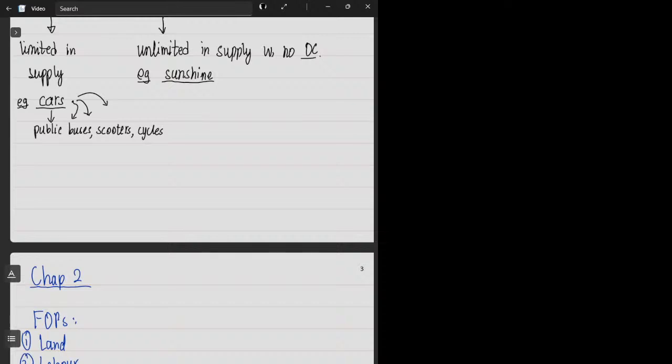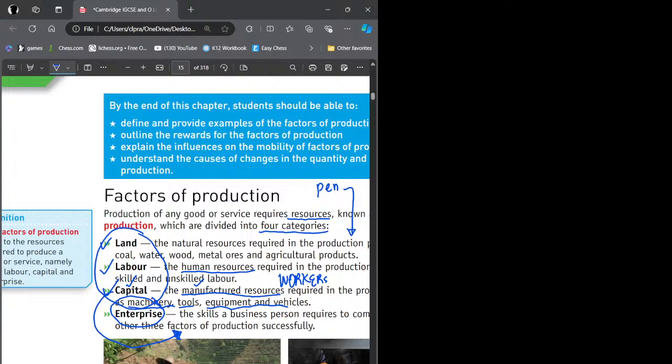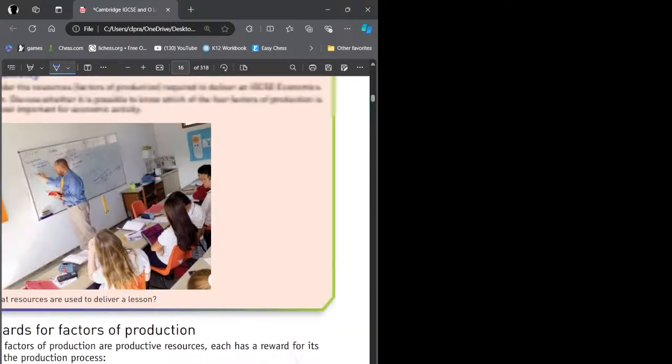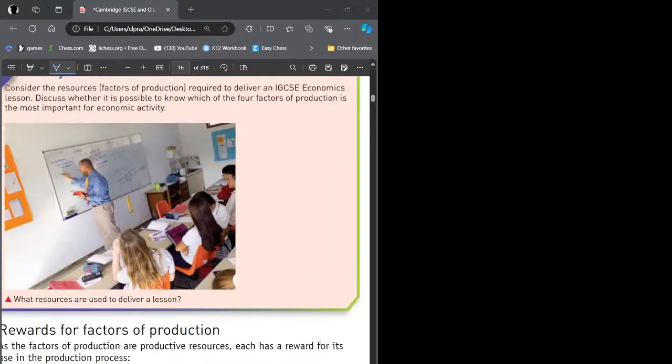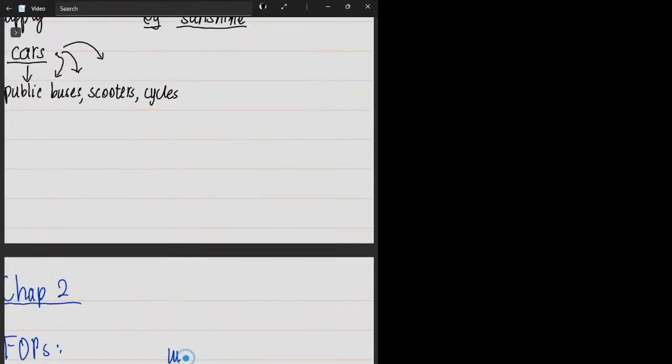Enterprise. So now we are saying that these factors of production have something called rewards. That's mentioned over here. And you see these rewards, right? There's a specific name given to them. So these rewards are called, write it in big words, income.